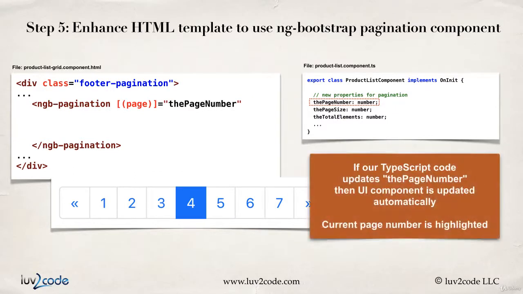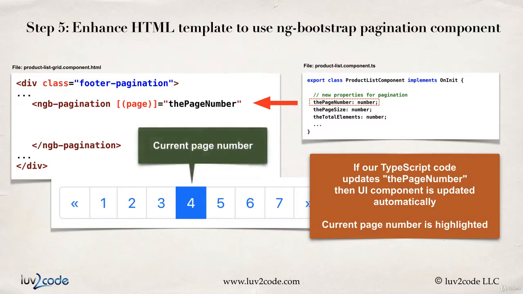So now going in the other direction, if our TypeScript code updates the page number, then the UI component is updated automatically. So here, this is basically a binding from our TypeScript code over to the HTML template. And so if we change the value of the page number to, say, for example, 4 in our TypeScript code, then the UI is updated and the current page number is highlighted in the user interface.